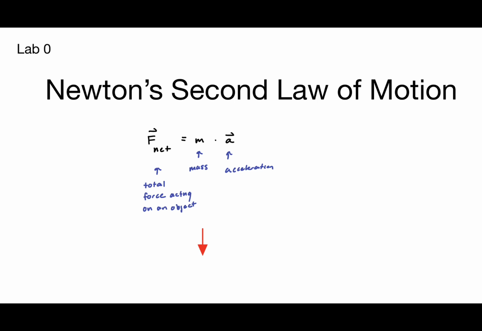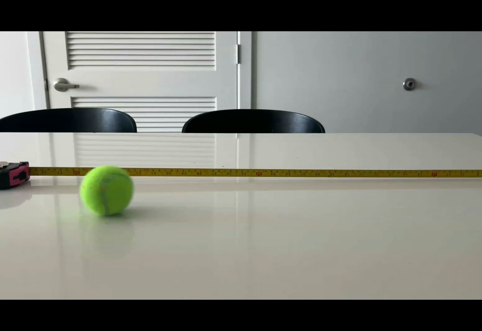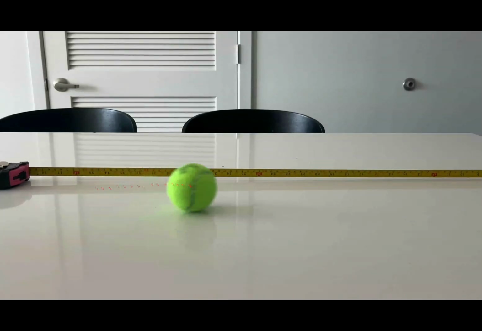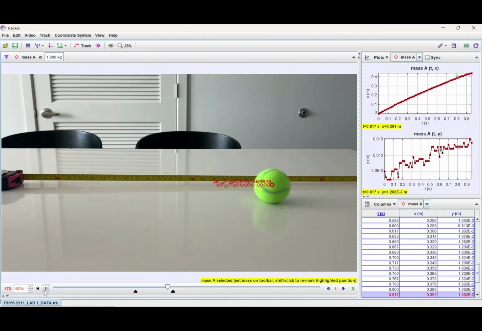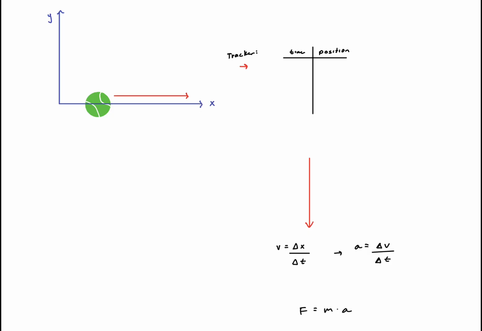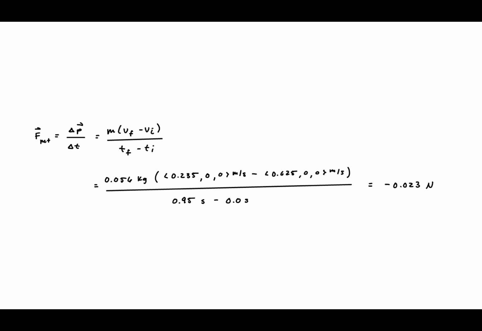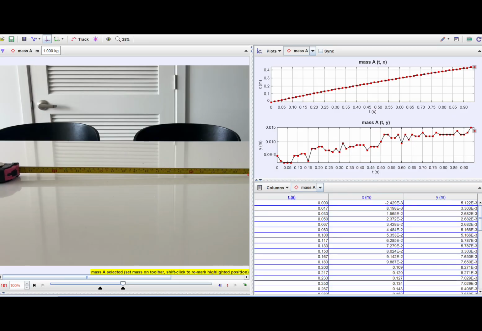We will be using video analysis and a computational model to compare the predicted and observed behavior of the ball. Using the data collected, I calculated the initial and final values for position and velocity, as well as acceleration and net force, which will be used to obtain the computational model of the predicted position with respect to time.